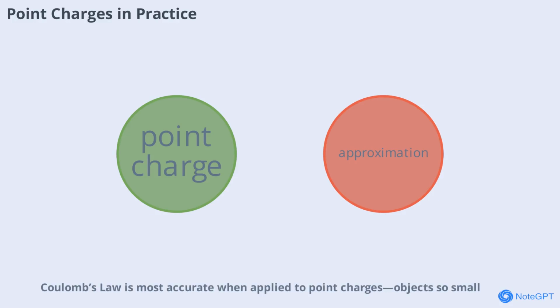Coulomb's law is most accurate when applied to point charges, objects so small that their size can be ignored compared to the distance between them. In reality, most charged objects have some size, but as long as the distance between them is much greater than their dimensions, the law still gives a good approximation. This concept is especially useful in atomic and molecular physics, where electrons and protons can be treated as point charges for calculation.